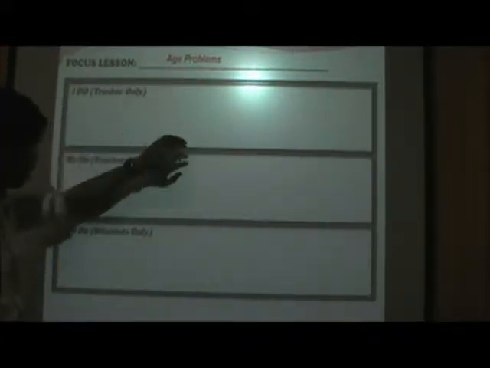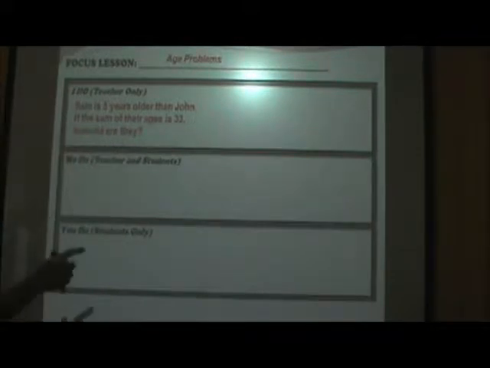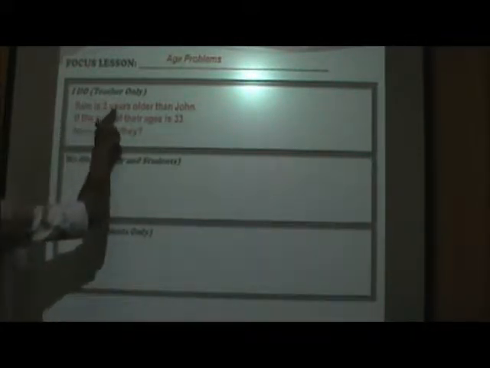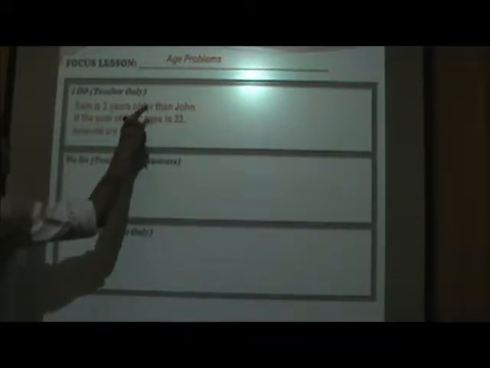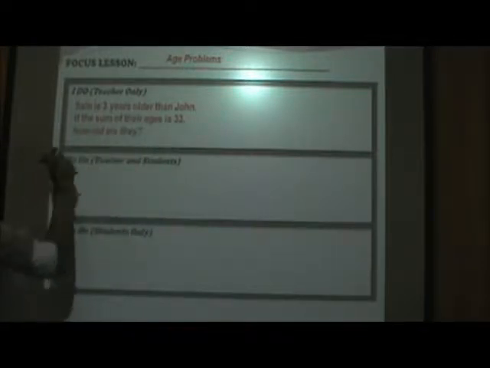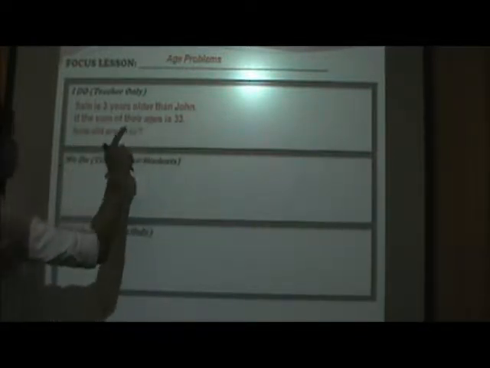Okay, now for our focus lesson, we have the age problems here. We got I do, we do, and you do. Let's take a look at example number 1 for the I do. Now, Sam is 3 years older than John. If the sum of their ages is 33, how old are they?